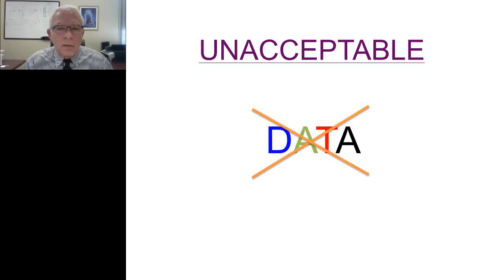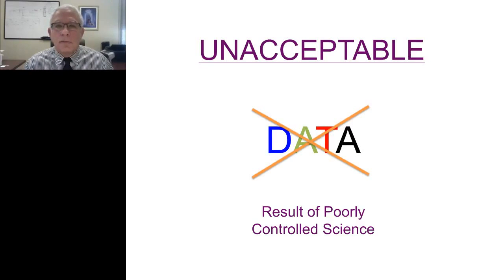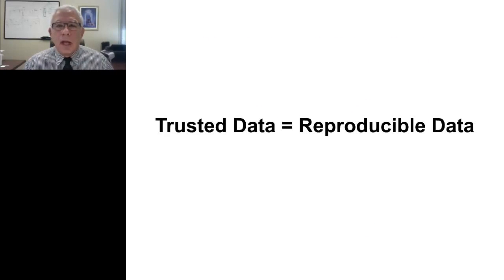But what is unacceptable is that mixed data where there are all kinds of variables, because that is a result of poorly controlled science. That is a result of an oversight committee, or an investigator, or a veterinarian that is weak. It is a result of investigators that are on their own, and there is just not that unity and that working together between the investigators and the institution, and in particular the Oversight Committee and the veterinarian. So at the end of the day, as an investigator, you want trusted data, data that is reproducible.